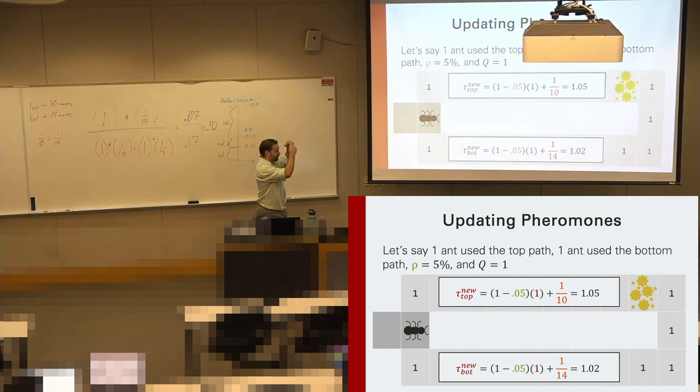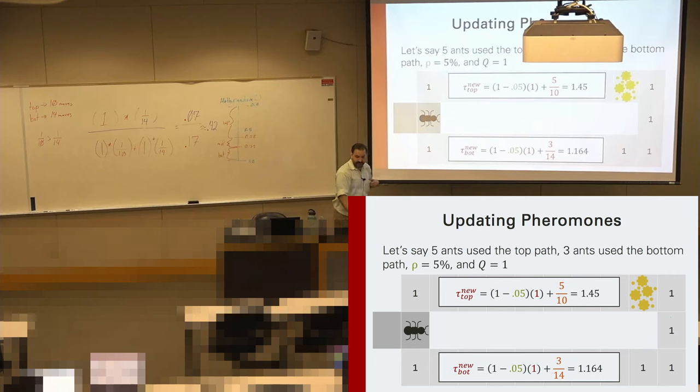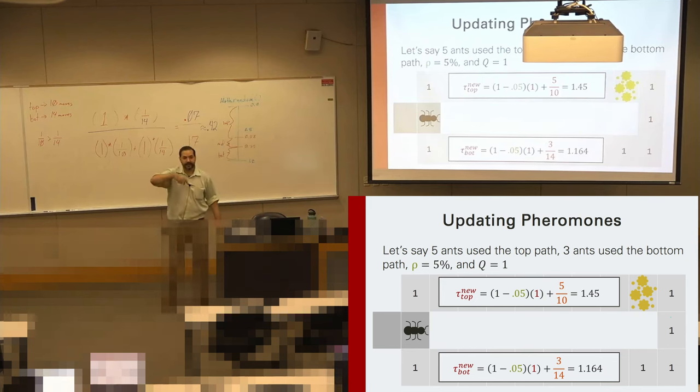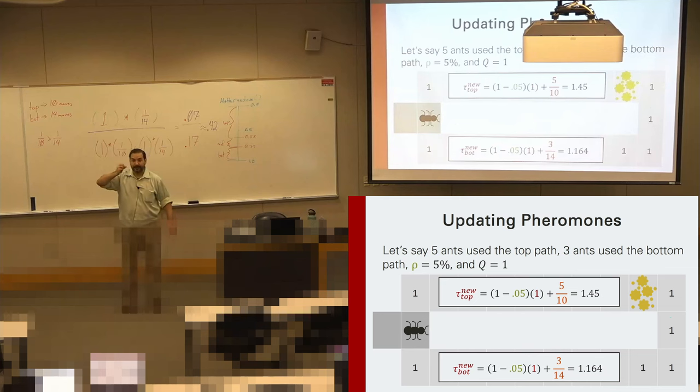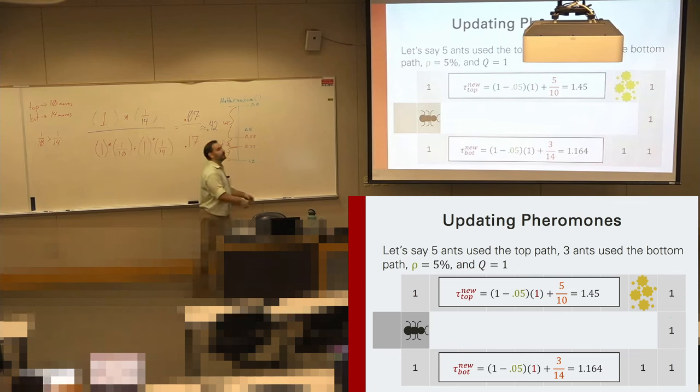Again, I worked off of just 2. Let's increase it. Now let's say I have 8 ants. 5 go the top route, 3 go the bottom route. Well, if my Q is 1, then the only thing that's going to change is, instead of it being 1/10, it's 1/10 plus 1/10 plus 1/10 plus 1/10 plus 1/10, because 5 ants touched this pathway, versus the bottom, 1/14 plus 1/14 plus 1/14.